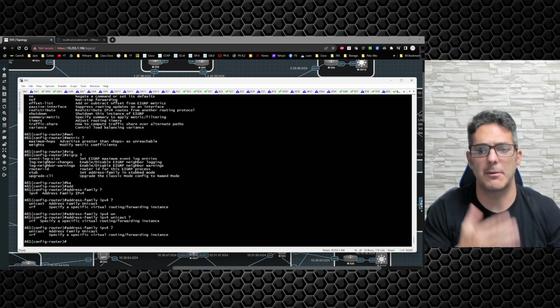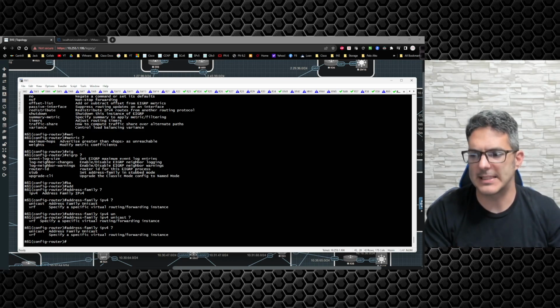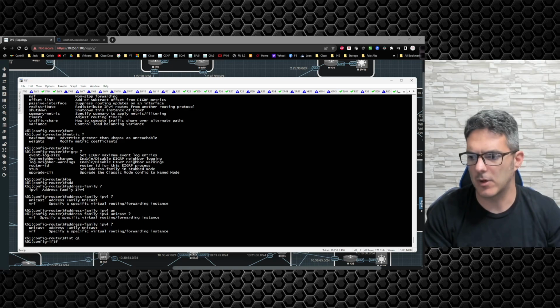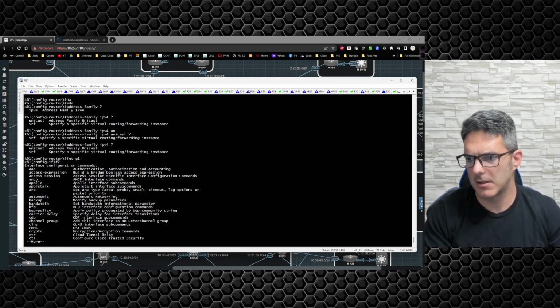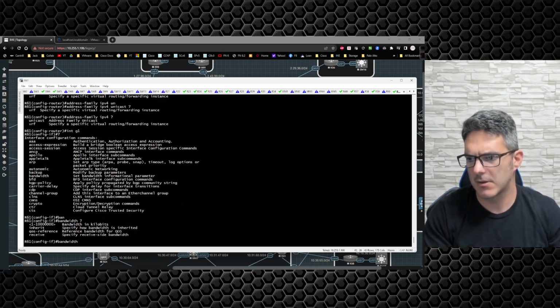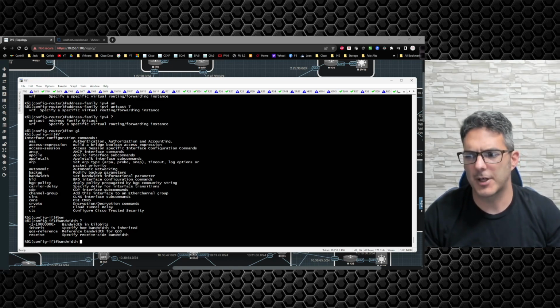So I don't have named mode deployed yet. If I did, I'd be able to go to interface gig 1 and type in the bandwidth, and this would be applicable. I could change the actual bandwidth of the interface down in the software queue.